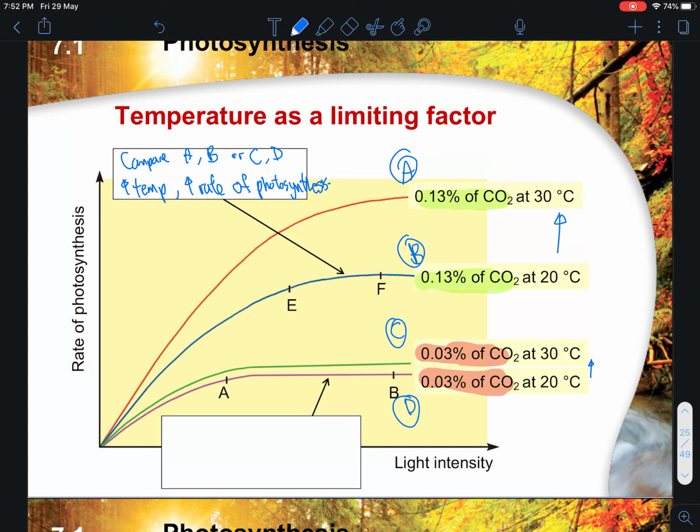Now what we can see over here, the area where I mark the X, these are areas where light stops becoming the limiting factor, because you can see the graph starts to plateau. So that's how you also tell. Okay.